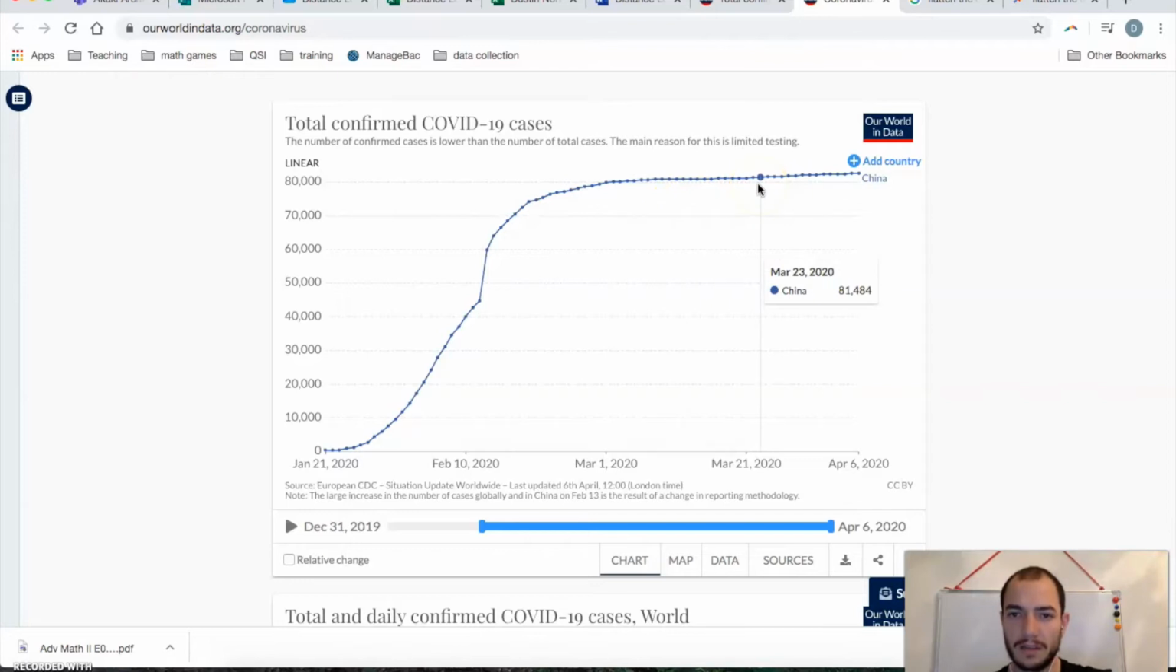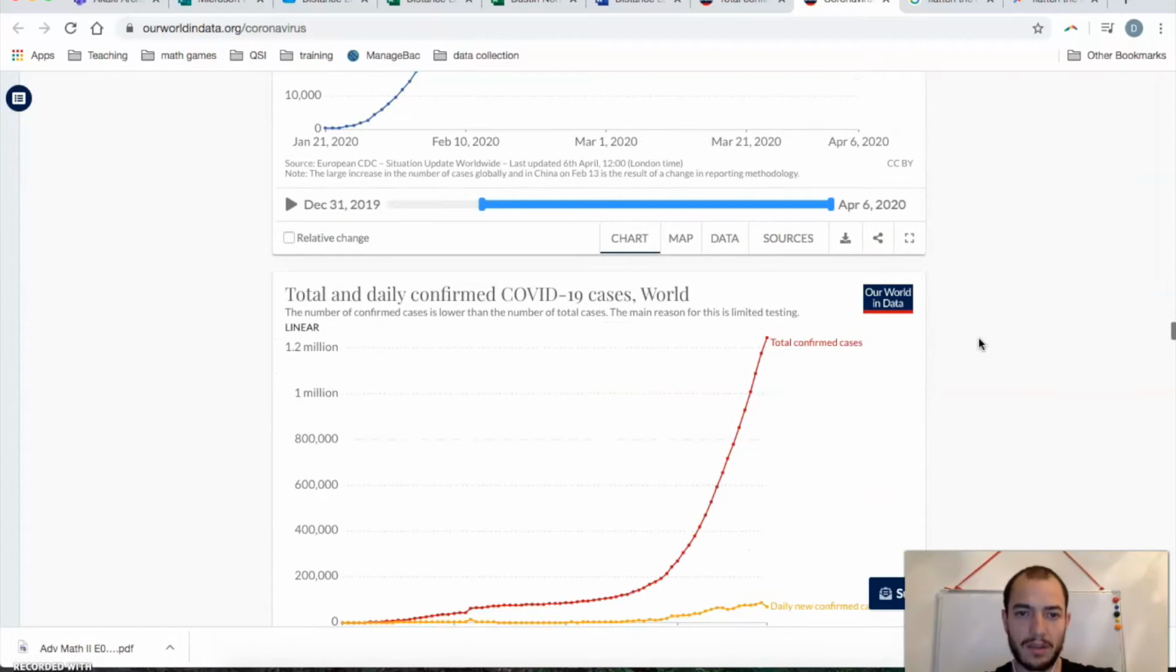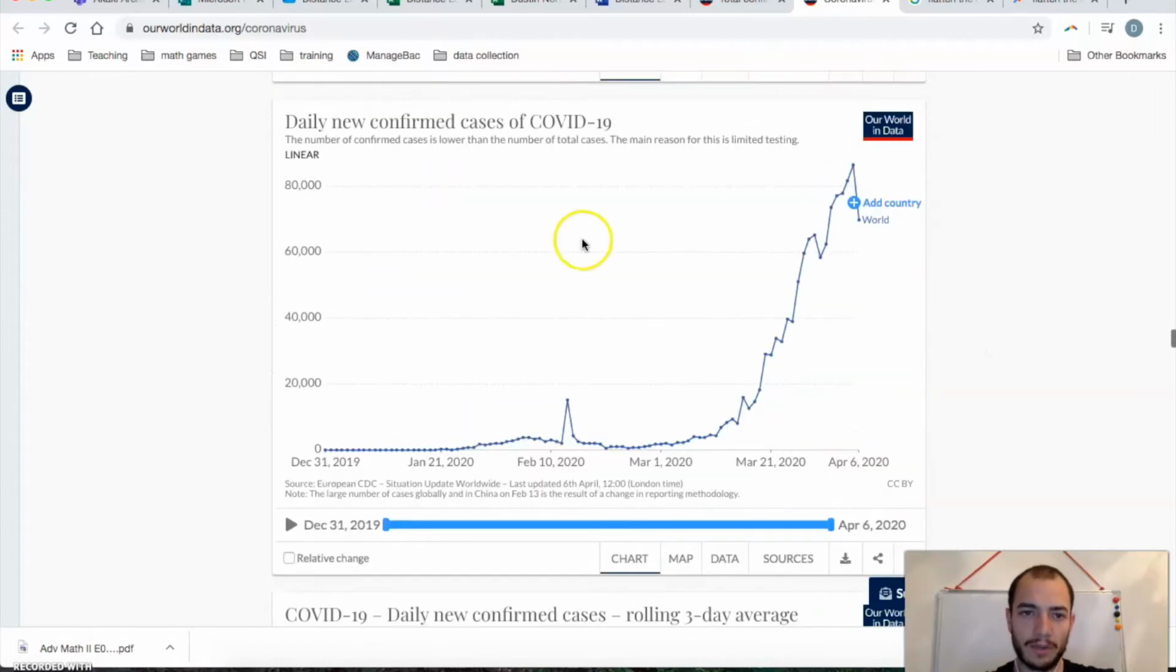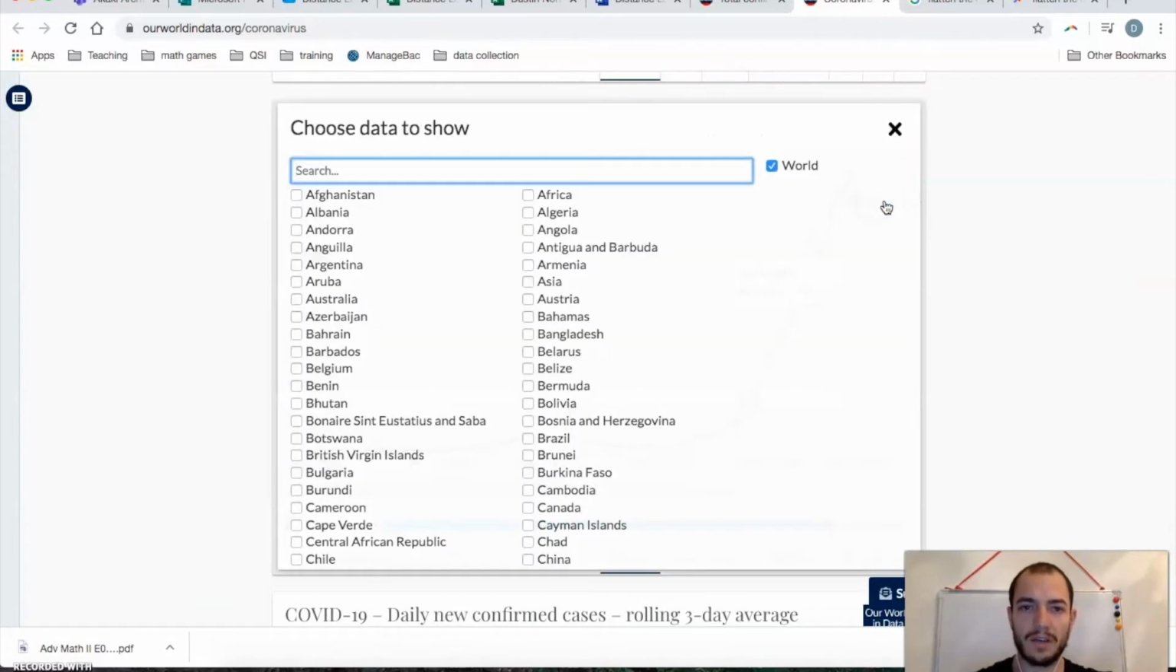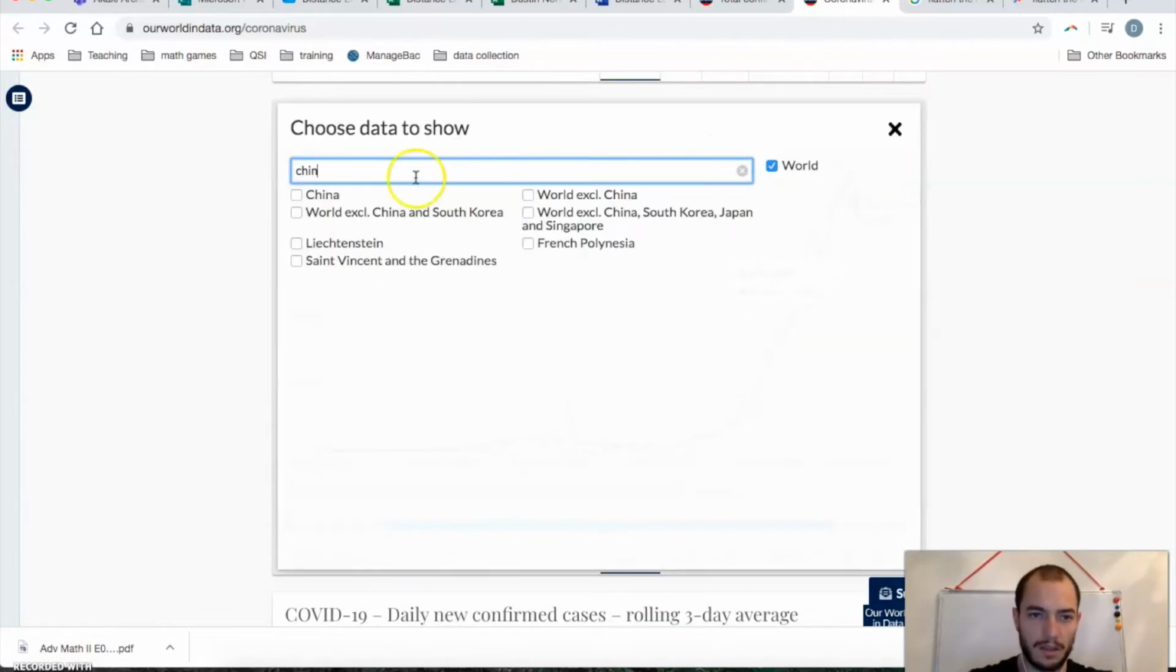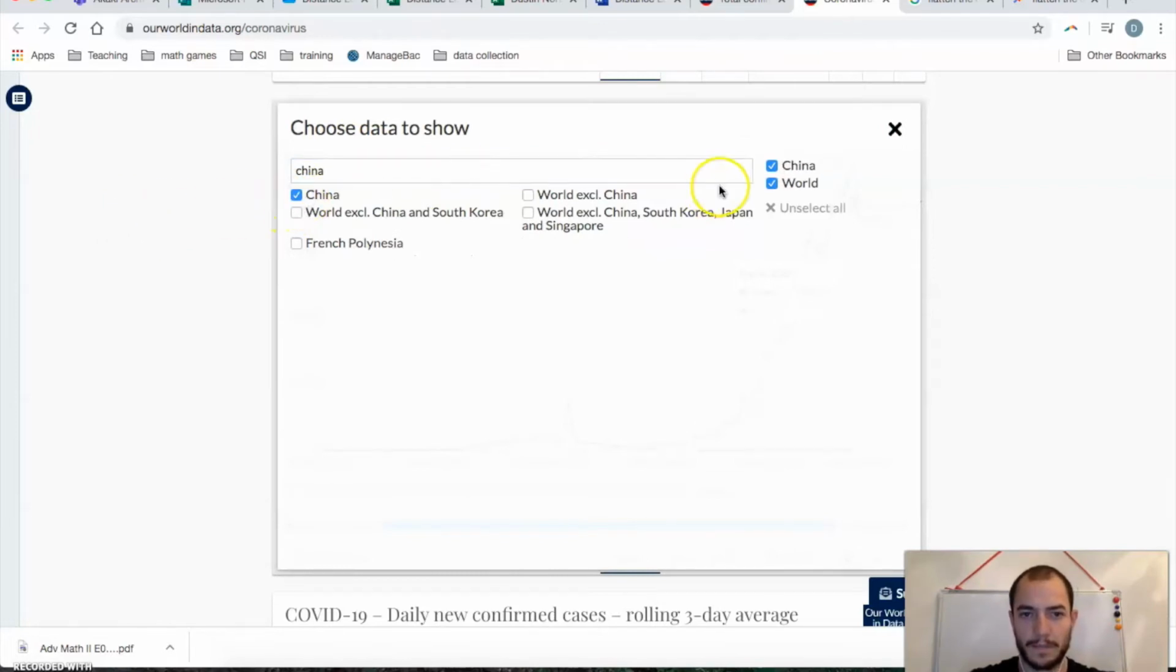It makes sense that this curve starts to become flat when we have very little or even no new cases popping up. So we can make that more clear by looking at daily new confirmed cases. Instead of looking at the total cases in a country, we can look at just the new cases that were identified per day. So again, let's take a look at China and take away the world data.